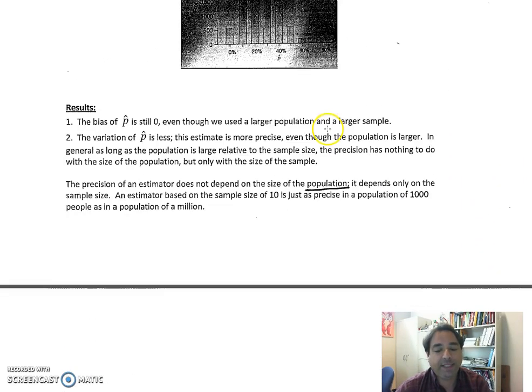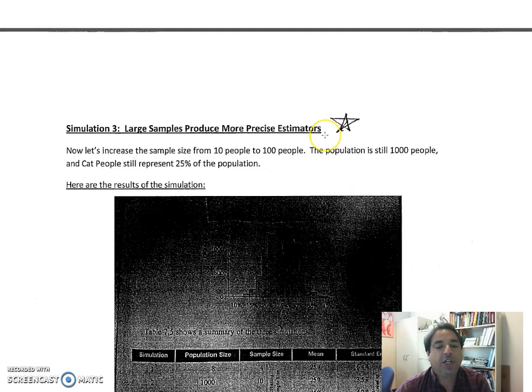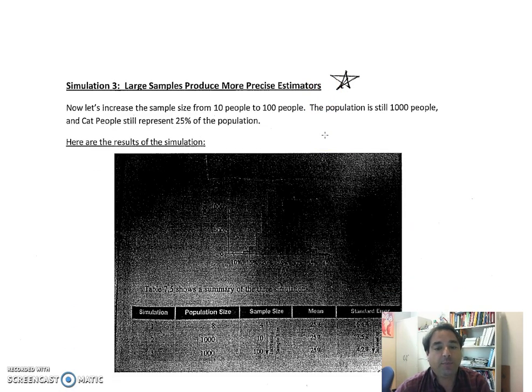Big idea 3 says, large samples produce more precise estimators. And people are okay with this one. If I was going to ask 5 people versus 50, which is better? 50 people, more precise. If I was going to ask 500 instead of 50, which is better? 500. Or 5,000 versus 500. 5,000 is better. 50,000 versus 5,000. 50,000 would be better. So the larger the sample, the more precise the estimator. So we kind of get that.